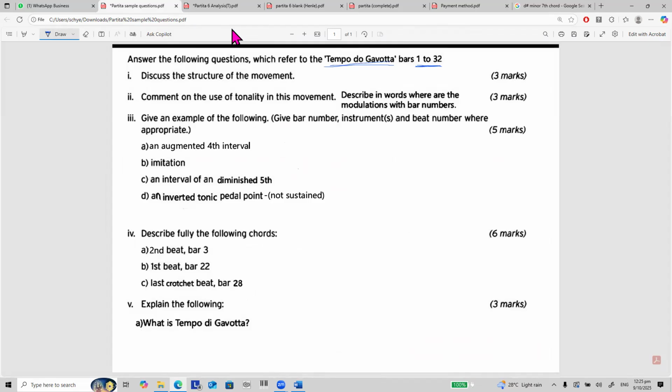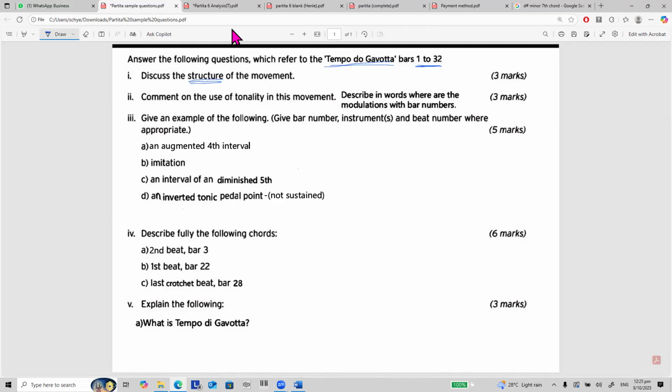First, they ask you to discuss the structure of the movement. So this is the part where you need to talk about form, musical form, whether it's a binary form, ternary form, where you can find the main theme, and also the tonal system, the modulations, and what kind of composition technique Bach used. So this we will discuss in detail later.